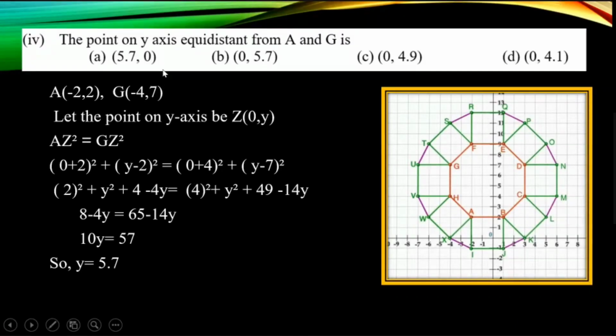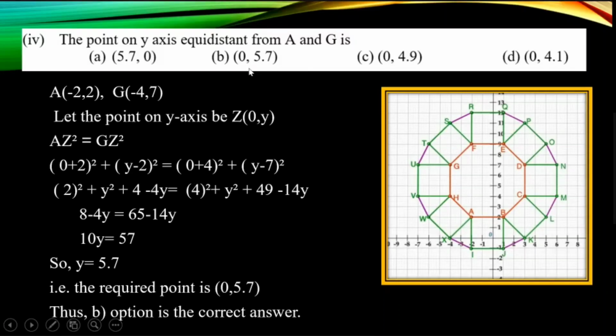But I was not asked y. I wanted to find out the point on the y-axis. The point on the y-axis was (0, y). So that will be how much? That will be equal to (0, 5.7). So (0, 5.7) is the B part. That means I can say that B option is the correct answer. Right? So I hope you are understanding.